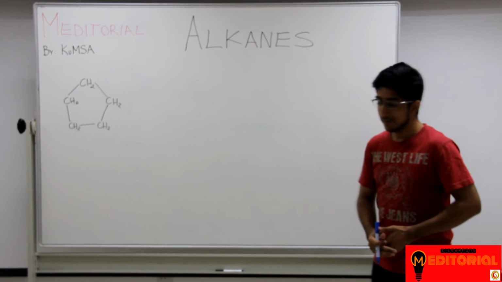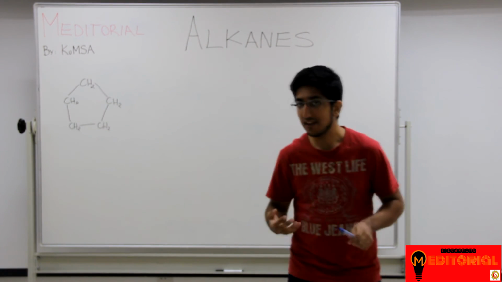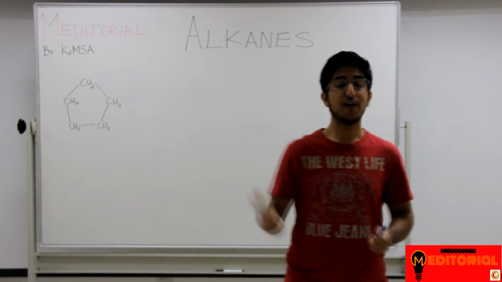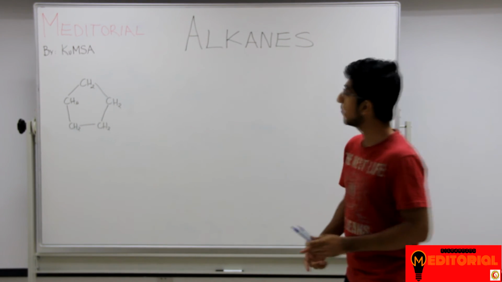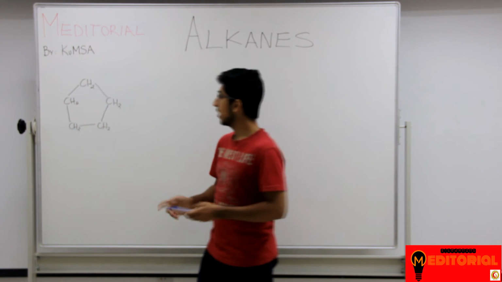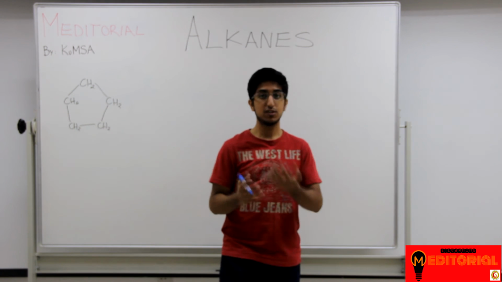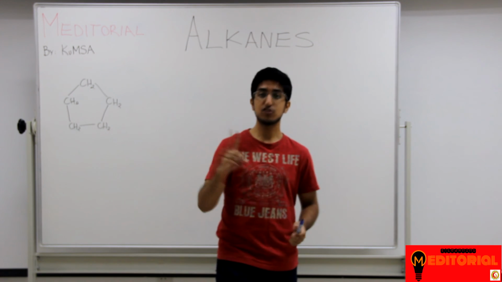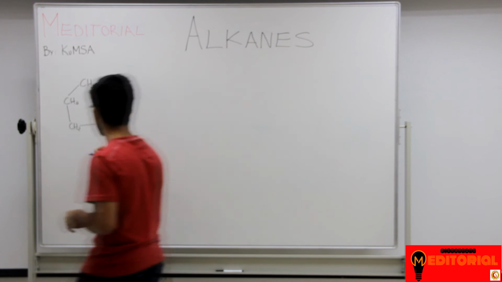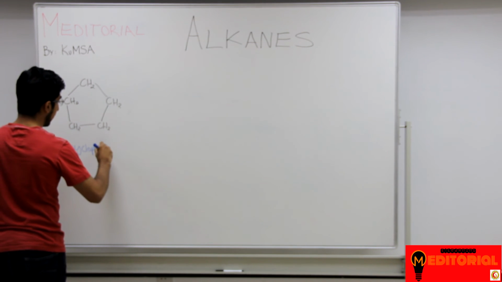Okay, now we're going to be talking about cycloalkanes. What are cycloalkanes? These are alkanes that are in a cycle. They're in a circular chain. For example, over here I drew cyclopentane. How do I know? 1, 2, 3, 4, 5. 5 carbons, so it's a pentane, and they're in a circle, so it's cyclopentane. Let me write that down. Cyclopentane.